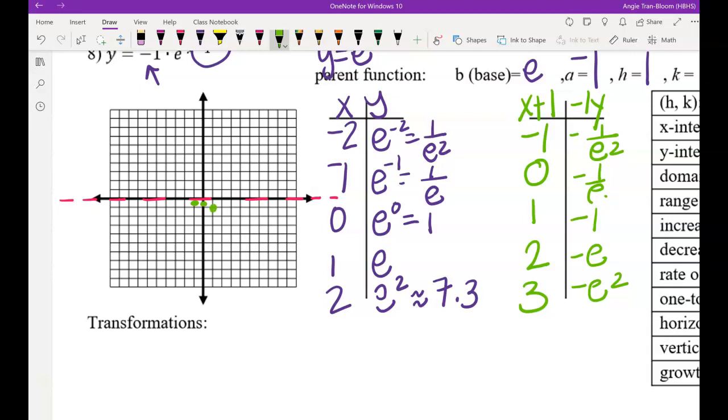1 is now -1, that's a dot I can put nicely. 2, -e, remember -e is -2.7, so a dot between -2 and -3 is fine. 3 is going to be -e squared, so a dot between -7 and -8 is fine. And graph just like that.